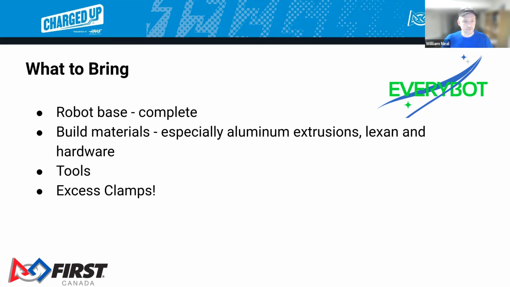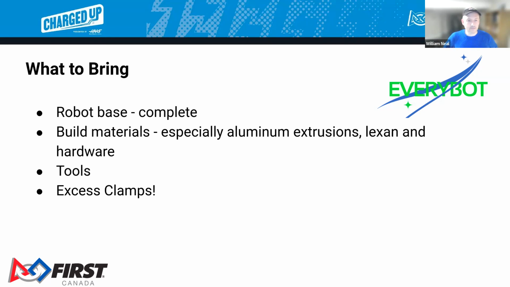And then tools. We do have tools at Studica, and we do have band saws and drill presses and things like this. But bringing your own tools will make sure that you focus your time on just building your robot. And one of the things that we've seen in the videos, and it was quite interesting, excess clamps. If you have clamps, bring them. If you don't have clamps, it would be a very good use of your time to procure some and to bring them to the quick build.